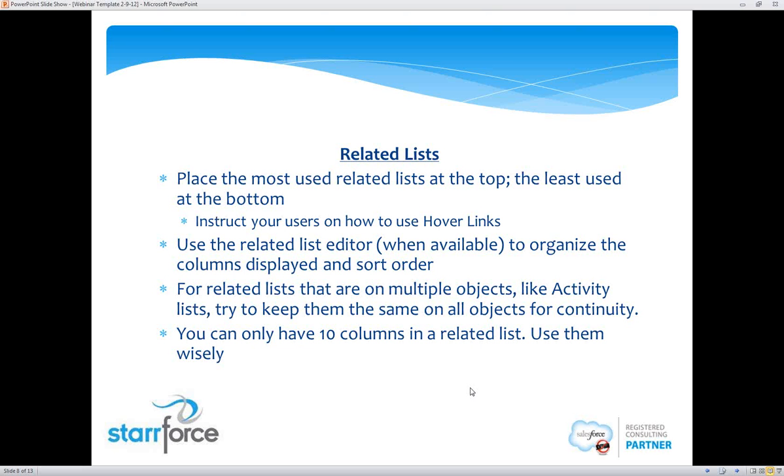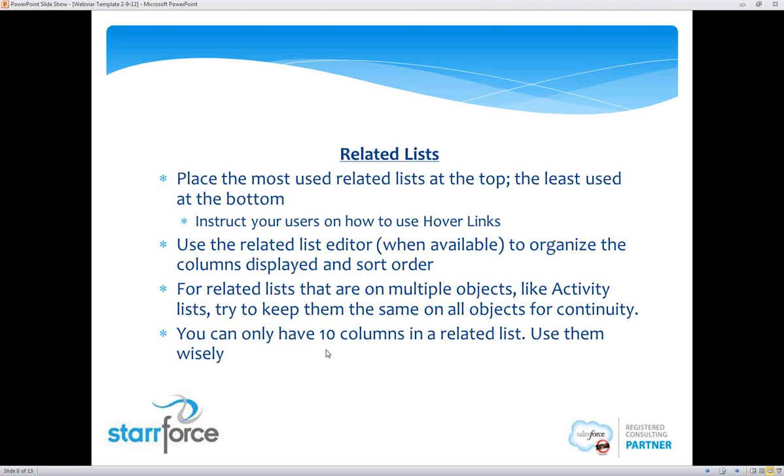Use the related list editor when available to organize the columns displayed and your sort order. And for related lists that are on multiple objects, activity related lists, for example, the activity history or open activities, try to keep them in the same general area on all your different objects so they're easy to find. People know right where they're at. They're either the first or the second down the list. They know exactly where they're at.